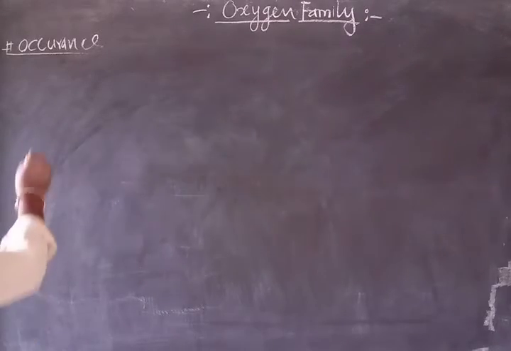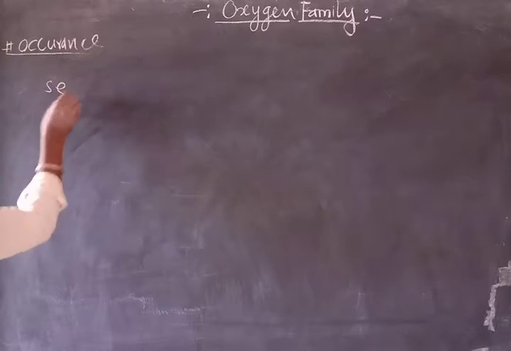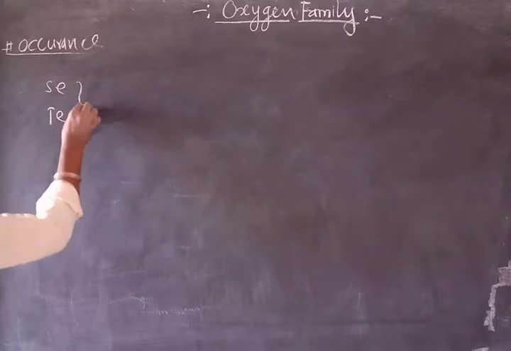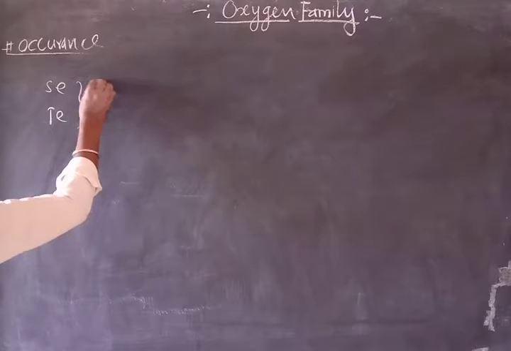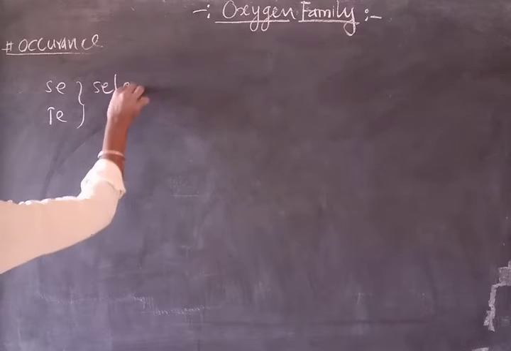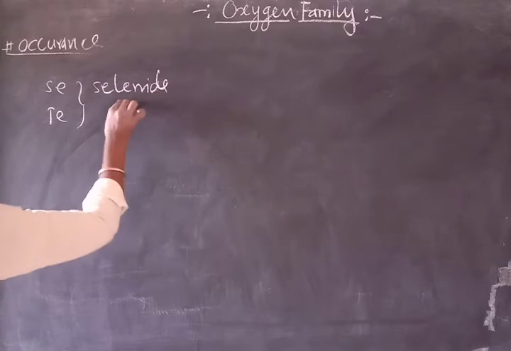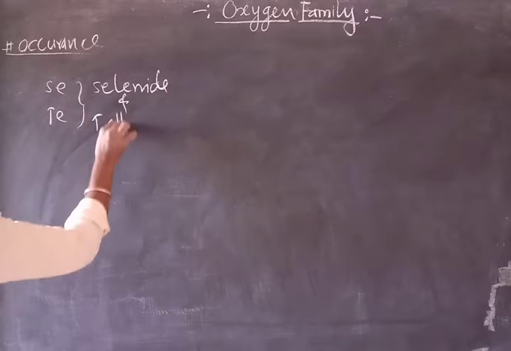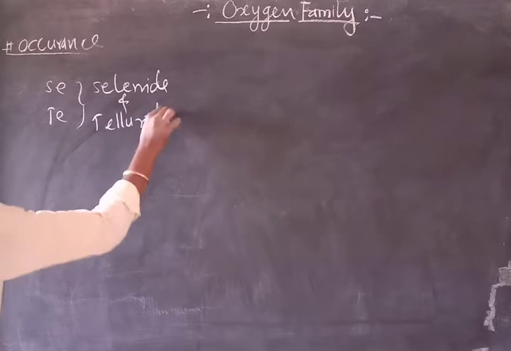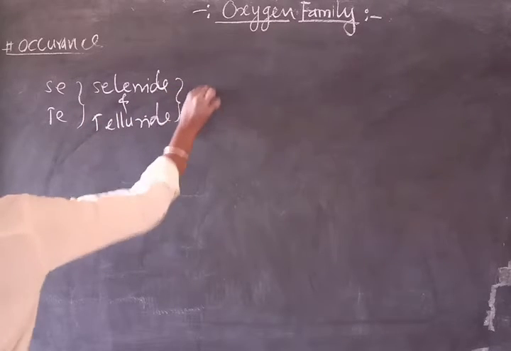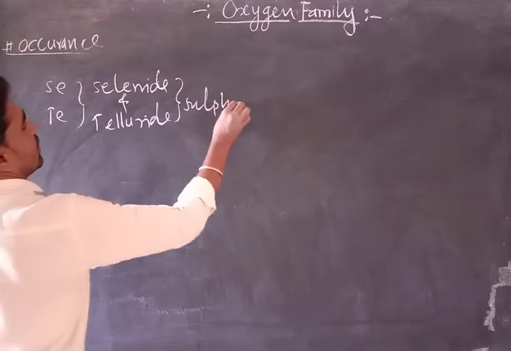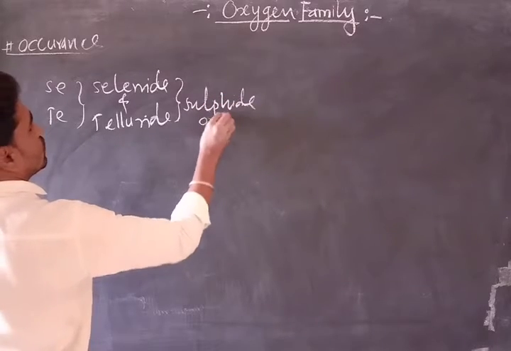After this, these two elements, selenium and tellurium, are found as selenite and tellurite in the sulfide ore. They are found in sulfide ore.